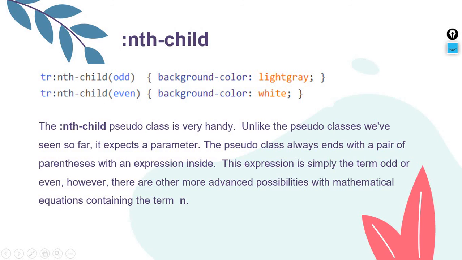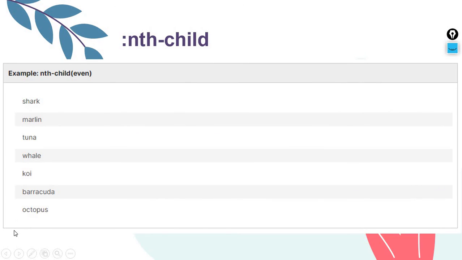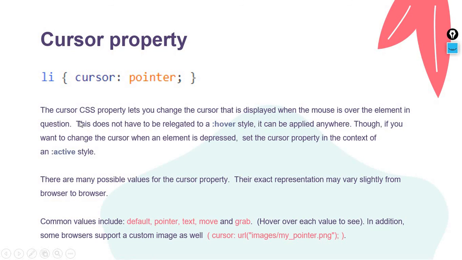However, there are other advanced possibilities with mathematical equations containing the term n. This selector is most commonly used to apply alternating styles to tables or lists, just like this. Cursor property.